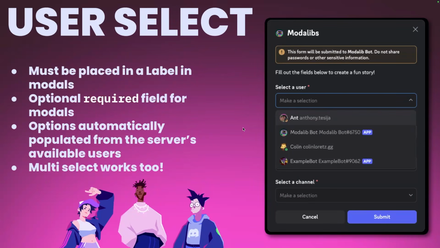Now we have user selects. So like in messages, users can now see and search for all the users in the server and automatically select them. And this also works in DMs. It'll show you the users in the DMs. And so when the user submits a modal containing user select, we'll resolve all the user and member objects and include them in the interaction data. So you don't need to do any fetches. We just give you all the relevant data. Like string selects, user select supports single select and multi-select. And in modals, they have a required field.